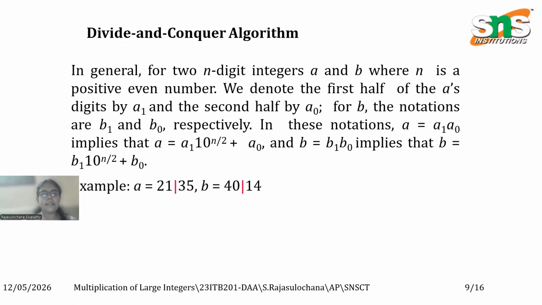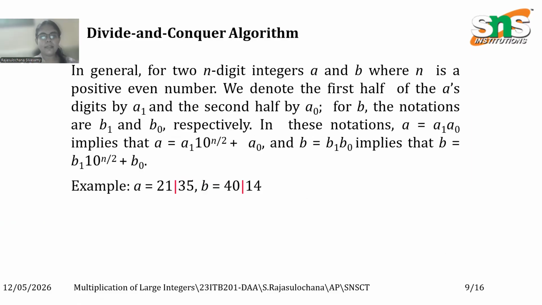So now let us see how to apply the divide and conquer strategy in solving this problem, which is multiplication of large integers. In general, when you want to multiply two n-digit integers A and B, where n is a positive even number, the first half of A's digits is denoted by A1 and the second half of A's digits is denoted by A naught. Similarly for B, the first half is represented using B1 and the second half is represented using B naught.